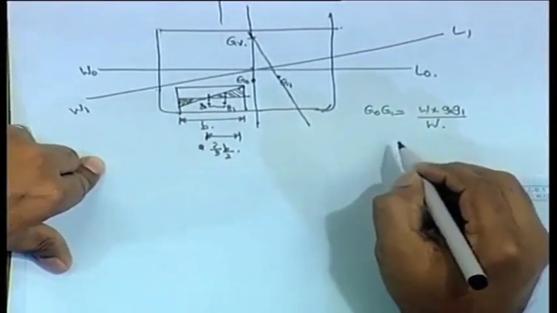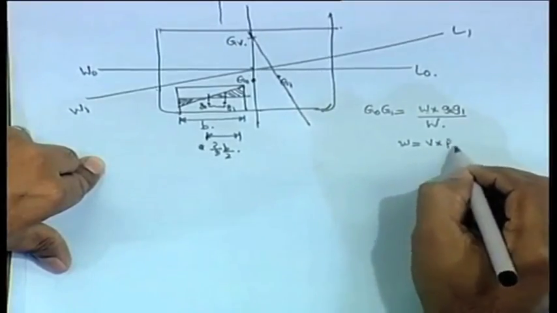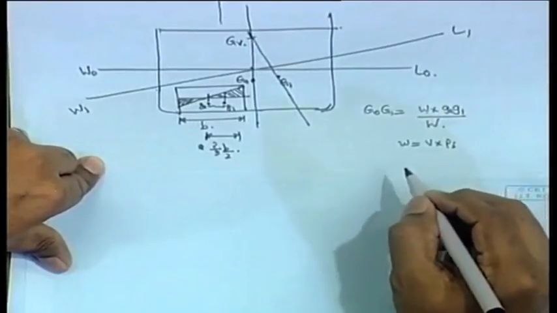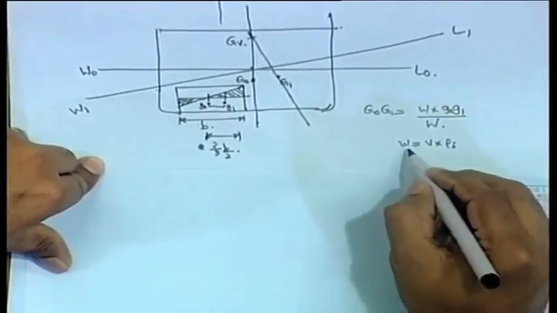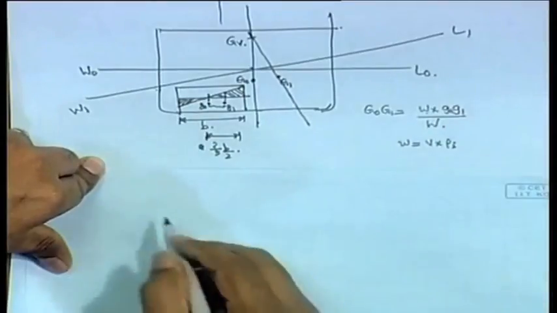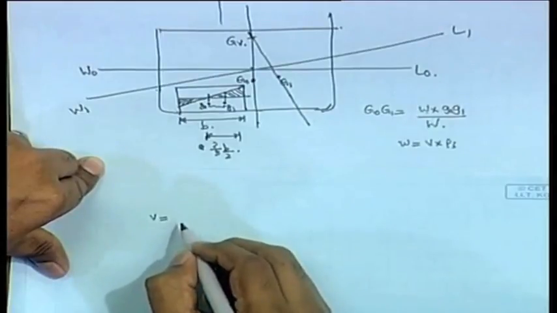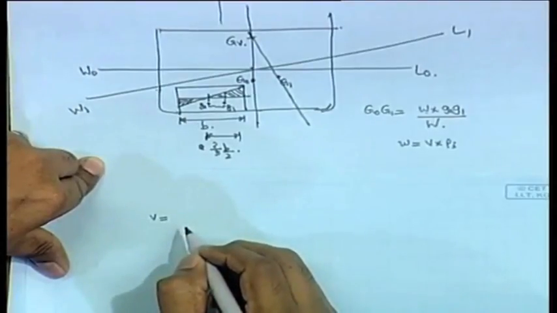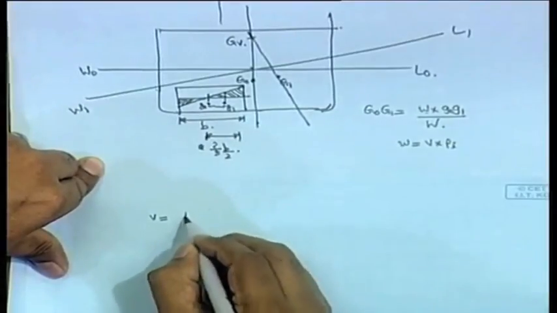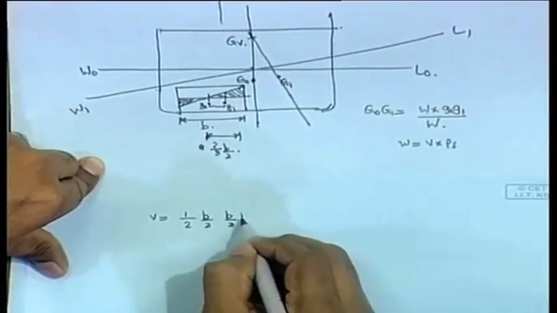Now we can write this, this is obvious: volume of that wedge into rho of that water. Actually they are talking about mass, not weight. So, W is equal to V into rho I. Now, what is V? V is the volume of this wedge. The volume of the wedge is the area of the triangle into the length. The area of the triangle is half base into altitude, base is b by 2 into altitude is b by 2 tan phi.